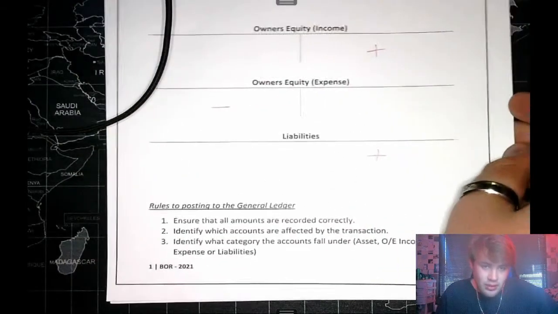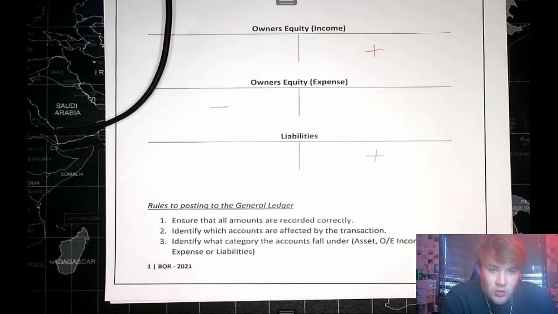So the rules are as follows. Number 1, ensure that all amounts are recorded correctly. In order to be awarded the mark, you need to ensure that you enter the transactions correctly. Number 2, identify which accounts are affected by the specific transaction that you are dealing with. Make sure that there's always 2 accounts involved. Remember, for every debit there's a corresponding credit.